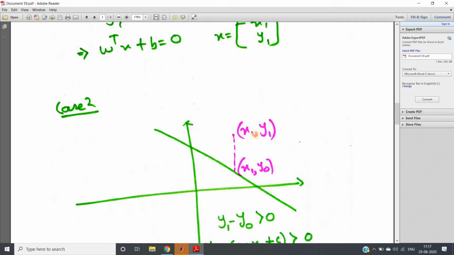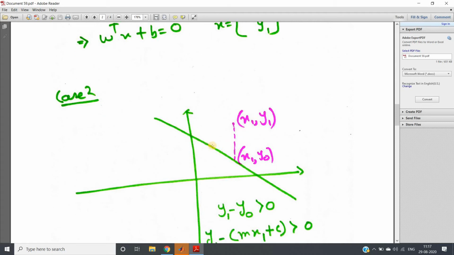Now you just take the projection of this particular point on this line, and you will get the same x coordinate x1, but the y value will change. Suppose we consider it y0. So this x1, y1 represents any point which is placed above this line. If you consider any point above this line, obviously y1 minus y0 will be greater than 0. I hope you can understand this simply from the graph itself.